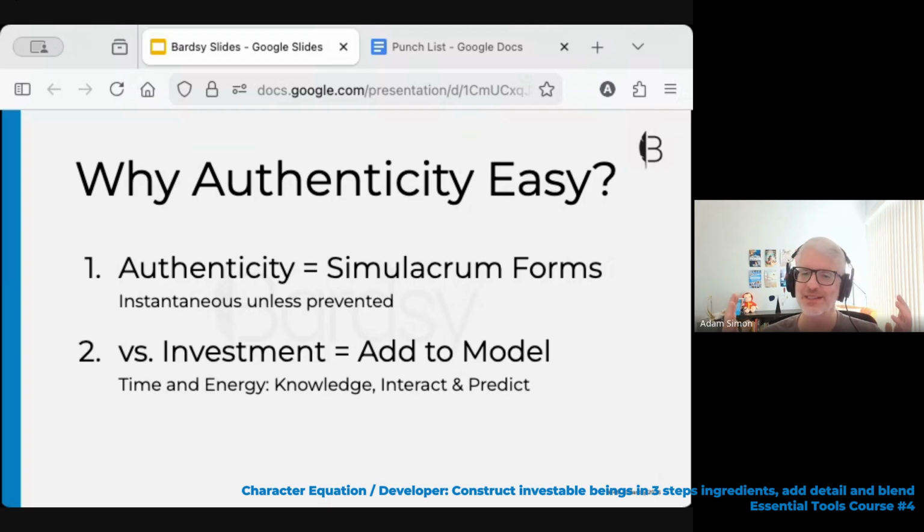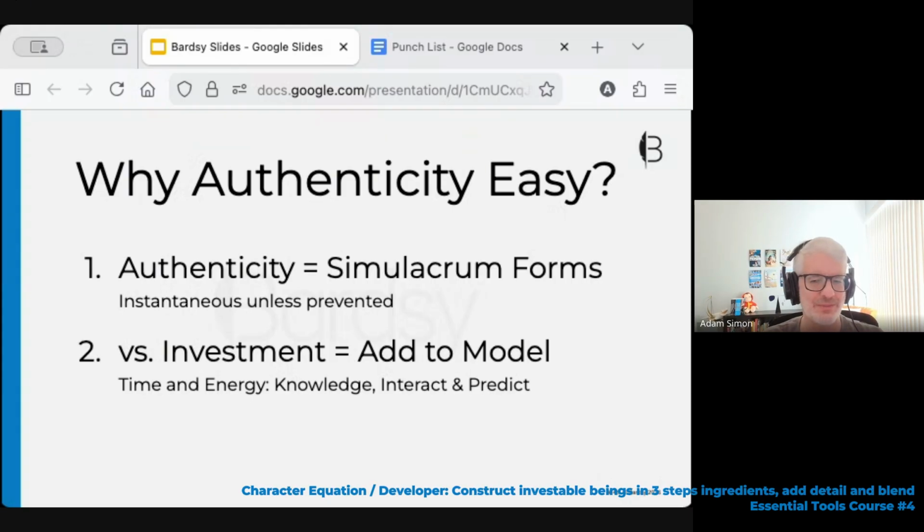Why is authenticity easy? Well, refer back to the previous slide or two, right? Spinning up a simulacrum is so fast and so quick, we do it in microseconds. You show me a new stuffed animal, I can come up with a simulacrum from them instantaneously. The only thing that can go wrong is if you do such a poor job introducing them that people don't recognize that they're a being. And that happens extremely rarely.